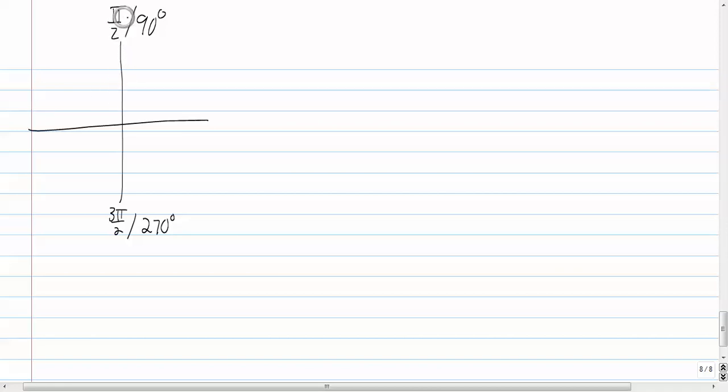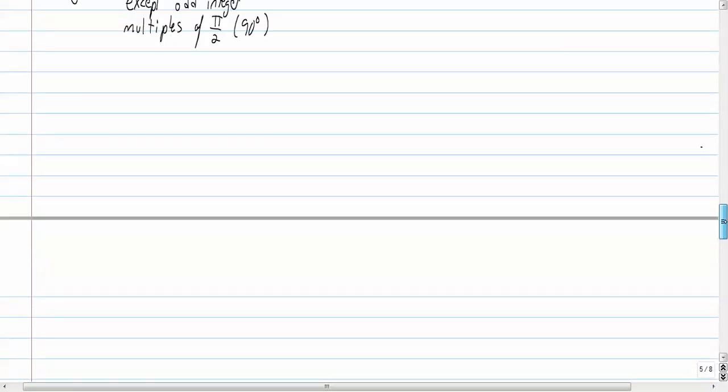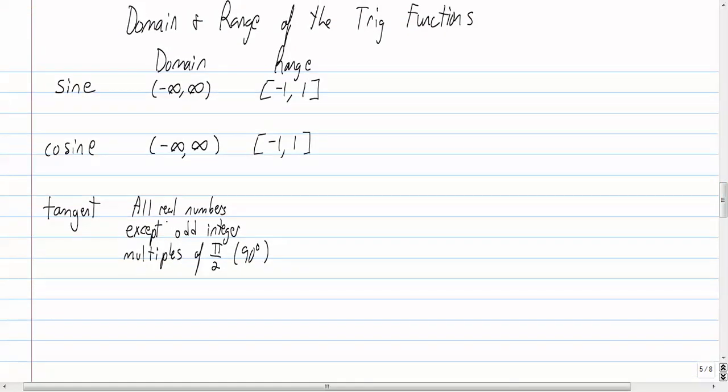So odd integer multiples would be 1 times pi over 2, which is pi over 2. 3 times pi over 2 is 3 pi over 2. 5 times pi over 2 is 5 pi over 2. 7 times pi over 2, 7 pi over 2. So anytime we're at an odd integer multiple of pi over 2, tangent has a problem. It's undefined. So that's why we leave that out of the domain.